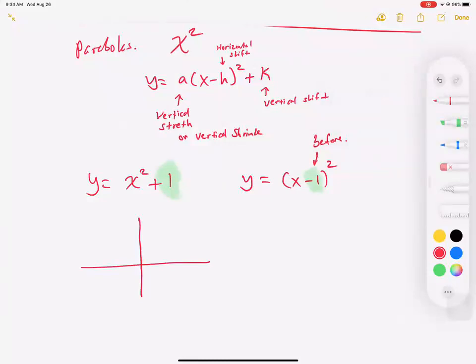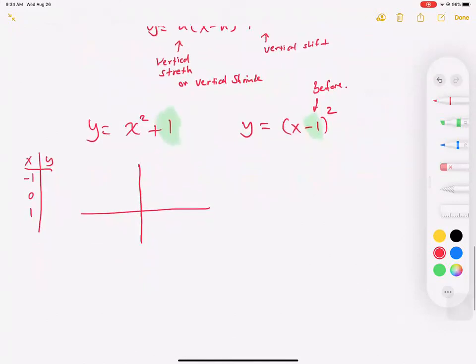So I'm going to create a table here, an x and y table very quickly. We'll say simple numbers: -1, 0, and 1. Just 3 numbers. And that's enough for us to see what +1 does to my graph. So just on the side note, let me write this also. What happens with a parent graph? This is what we call the parent graph. Parent graph of x squared. y is equal to x squared.